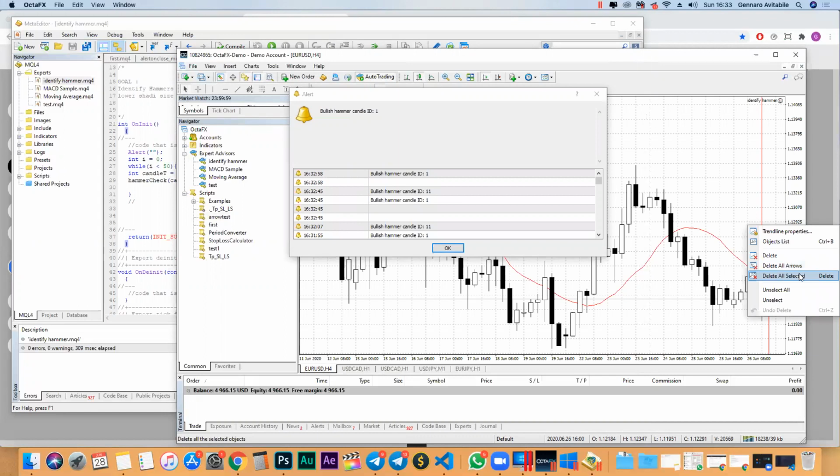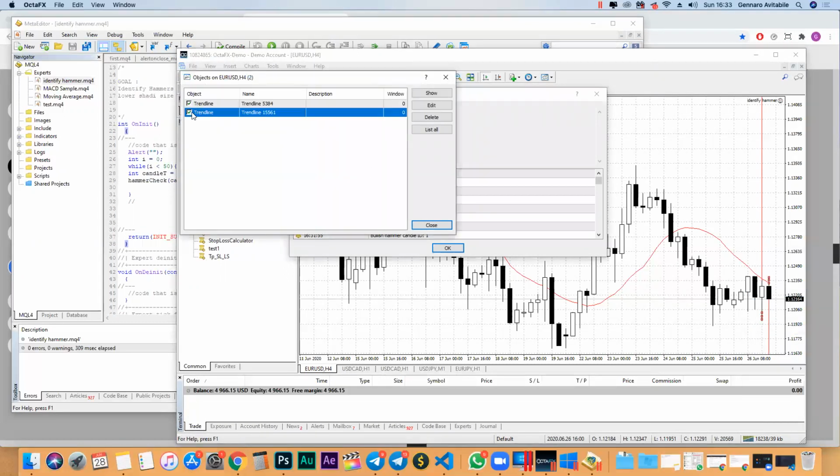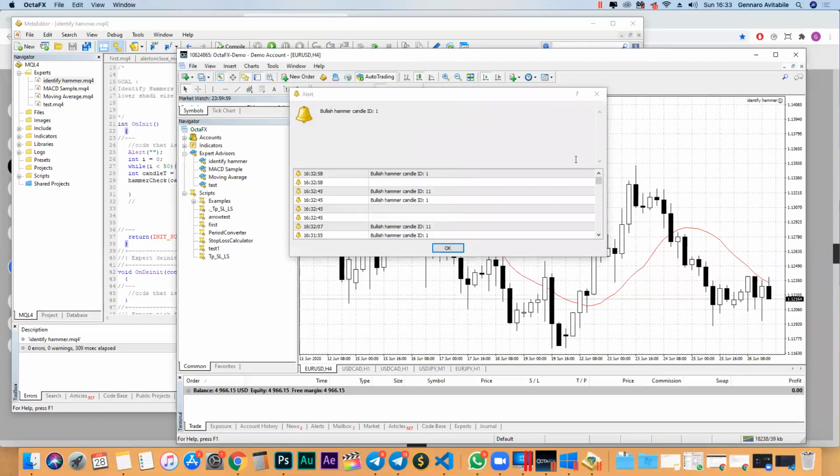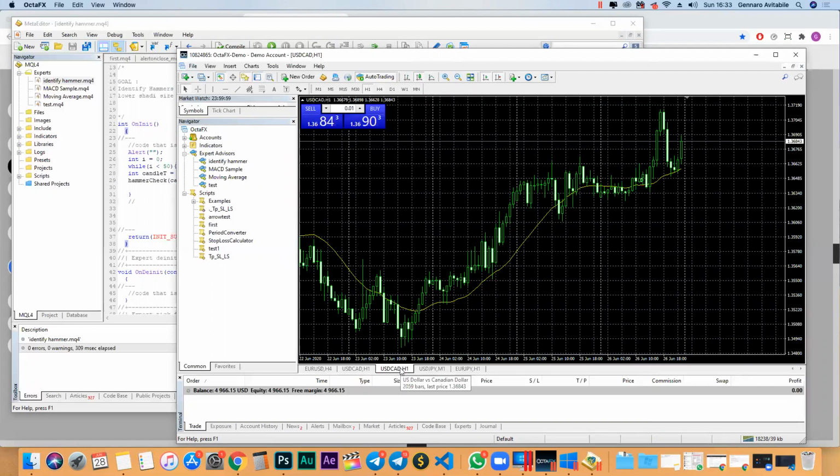Now, we didn't specify. Delete all. And we want to delete objects. Delete. Why doesn't it let me delete this? Object list, trend line, delete. All right, this definitely fits into our category, but we didn't tell it how long it should be. So this is maybe for some people definitely not a hammer, but according to the script, it is.